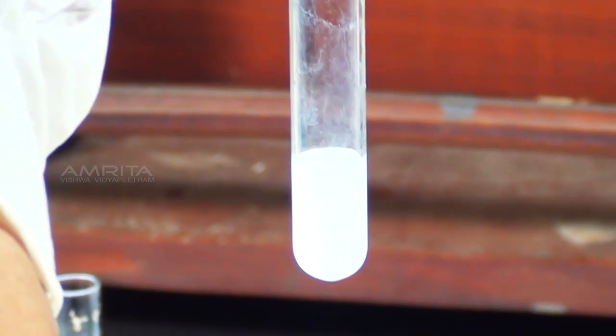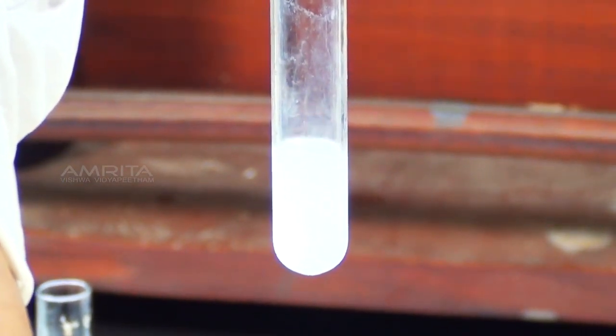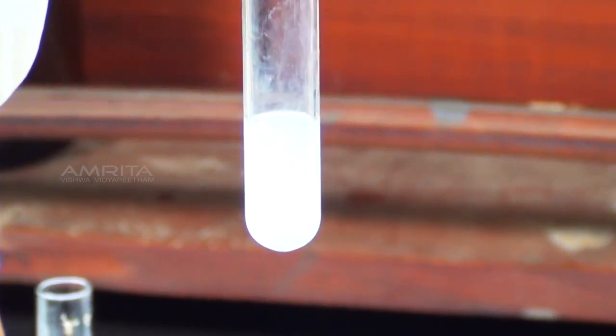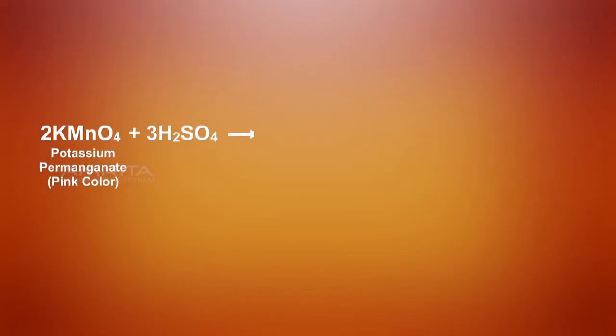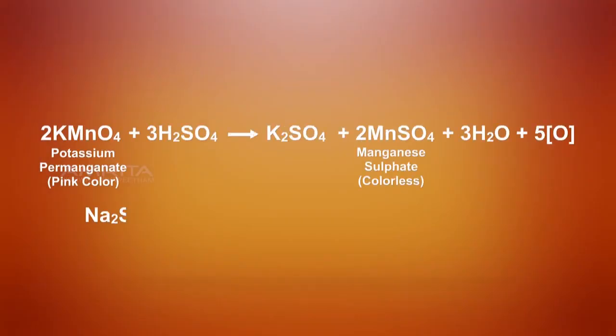The pink color of potassium permanganate is discharged because in presence of dilute sulphuric acid, sulphite reduces potassium permanganate to colorless manganese salt and sulphite undergoes oxidation to form sulphate.